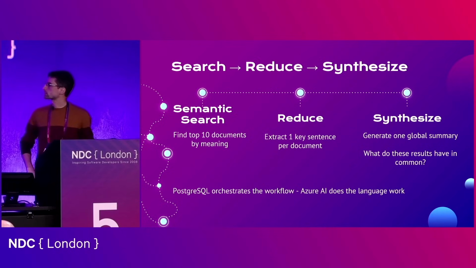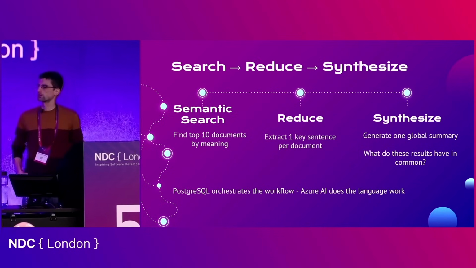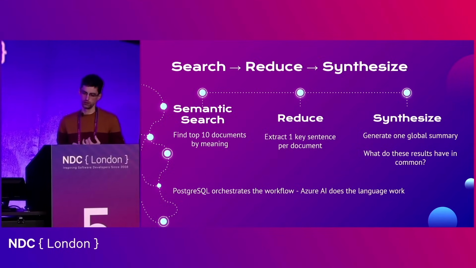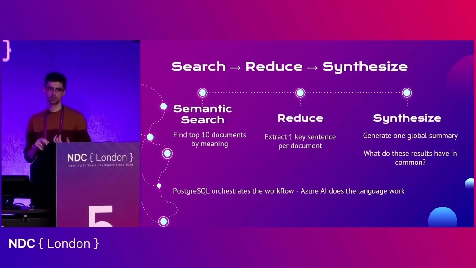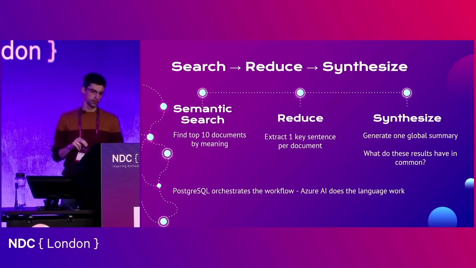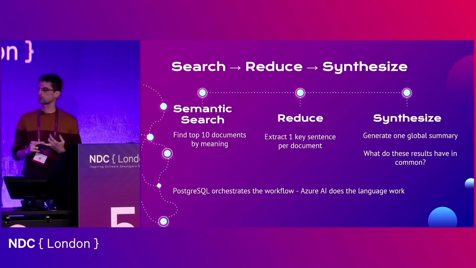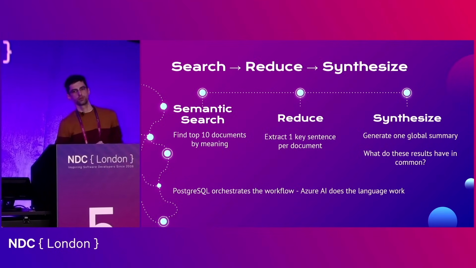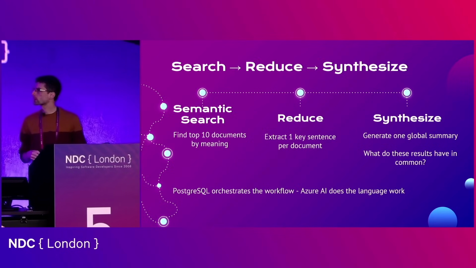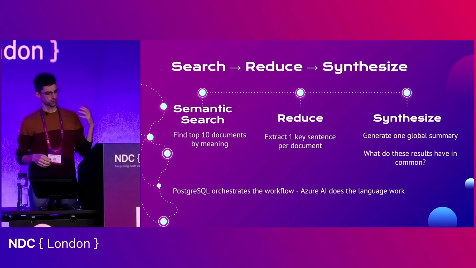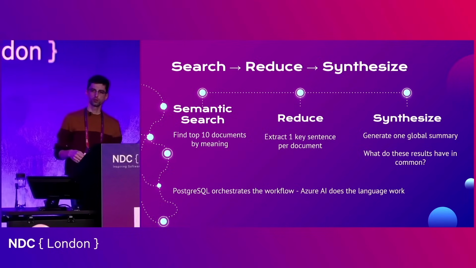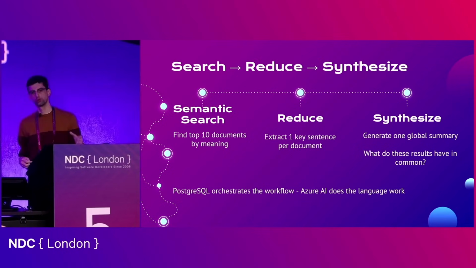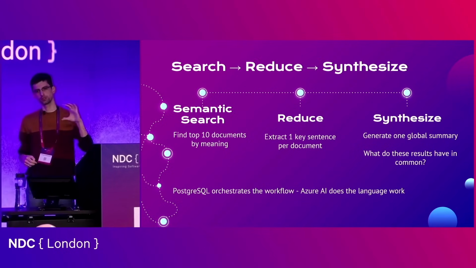So the next example that we will see: we saw semantic search to find the results that match this search, and we saw how to summarize one document. In this demo, we will combine these two demos. We will do a query that will search for relevant documents. Then we will summarize these relevant documents with extractive summarization, so we will get one key sentence from each search result.